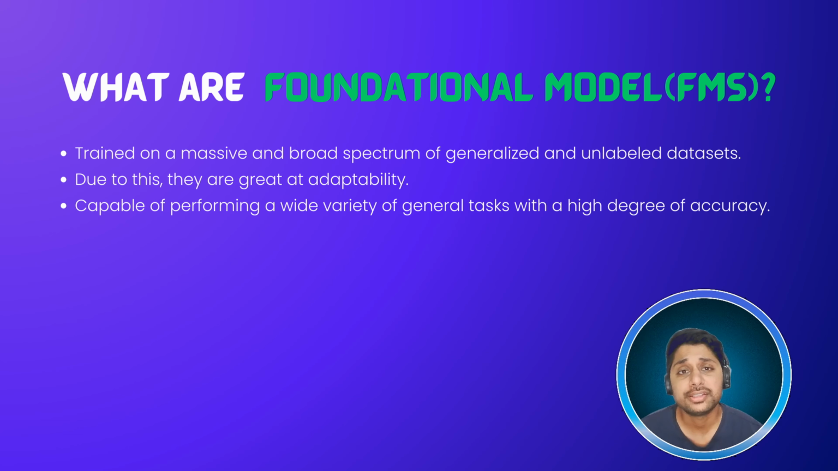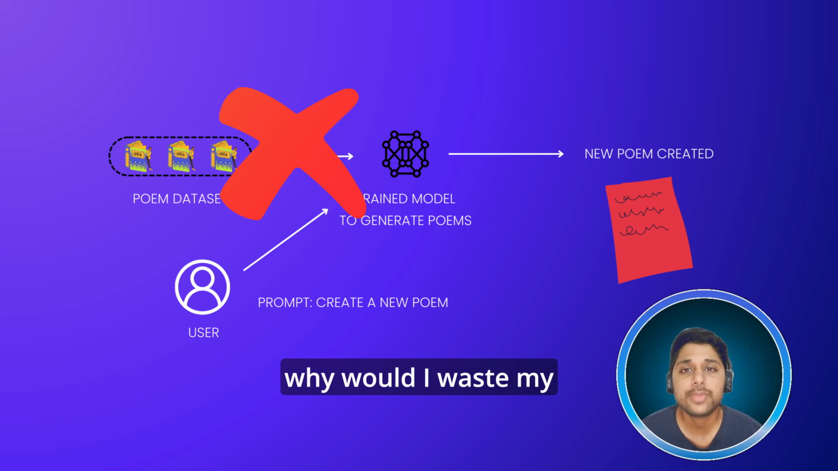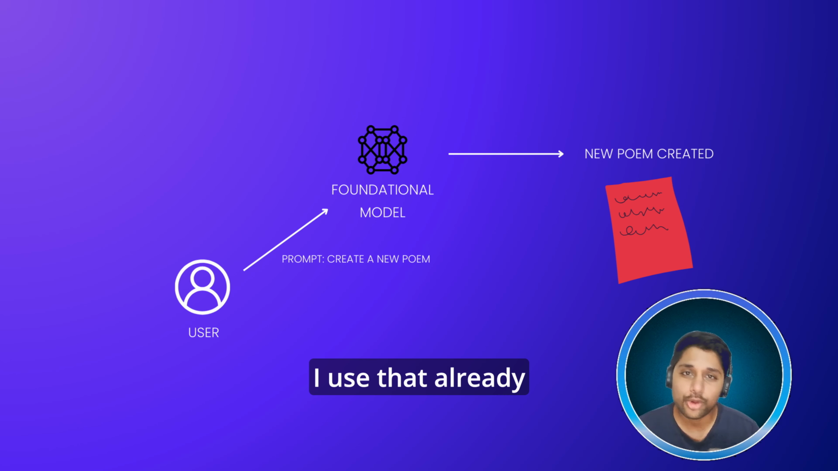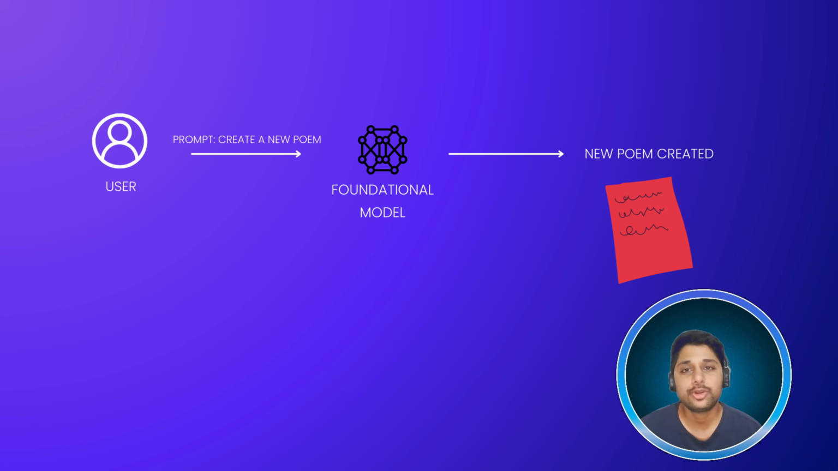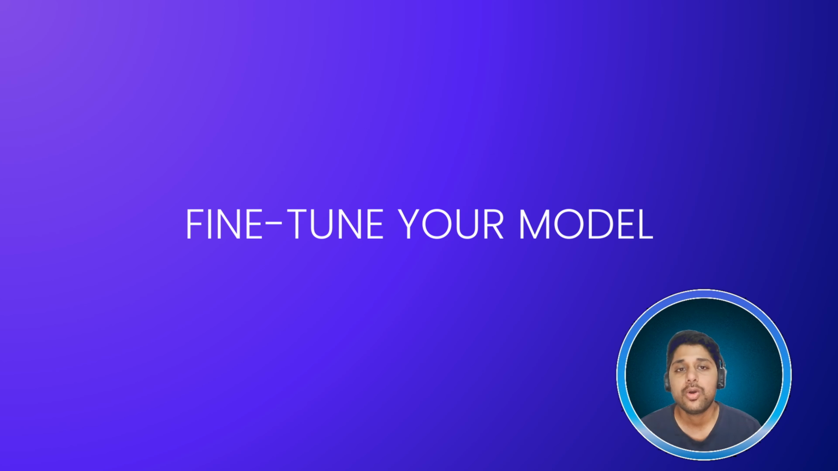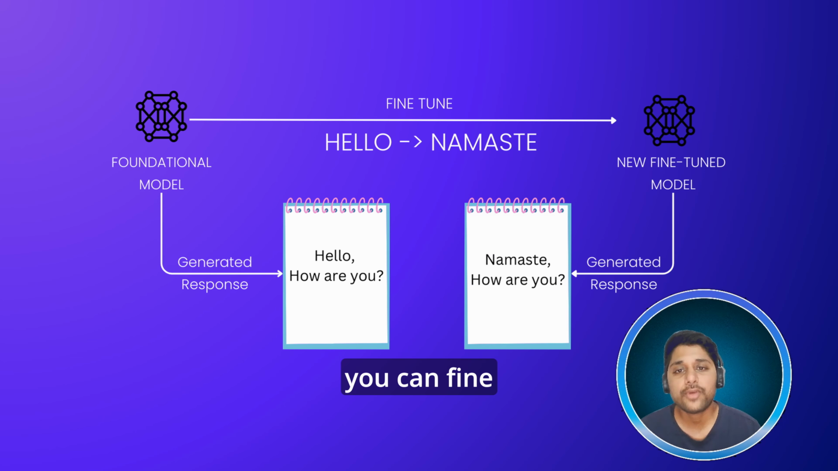And it totally makes sense. If someone has already trained AI on a subject, why would I waste my time and resources to train it again? Instead, I use that already trained model as a foundation and train it further on a specific topic to make it an expert on that topic. Or you can further fine tune them according to your use case. Just like if you have a foundation model pre-trained on English vocabulary, you can fine tune it for a specific word. Just like instead of hello, I use namaste. So I can fine tune my foundational model for that.